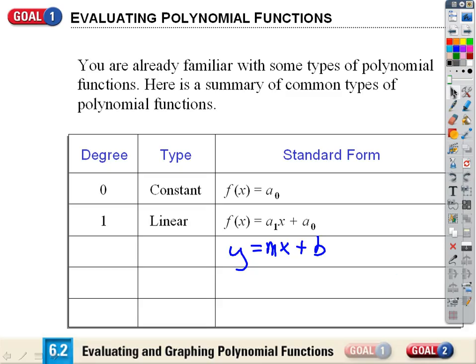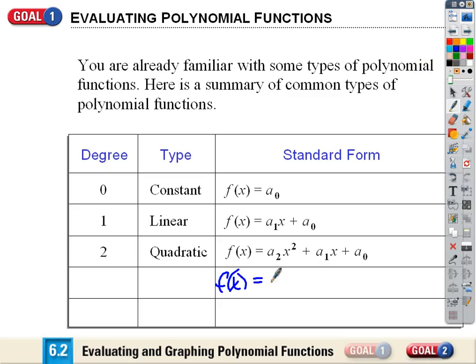Then we went on and dealt with quadratic stuff. Well, that also was a polynomial. That was a second degree polynomial. Typically, instead of writing a sub 2 x squared, we called that, in standard form, ax squared plus bx plus c. But the a and the b and the c were just coefficients. And I had an x to the power of 2, an x to the power of 1, and an x to the power of 0. So that was nothing more than a quadratic polynomial.